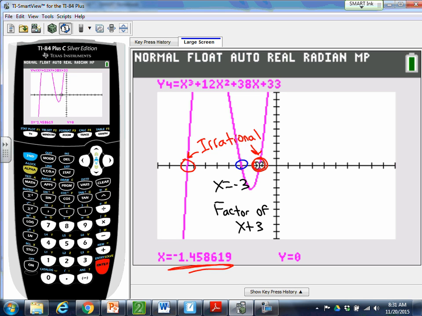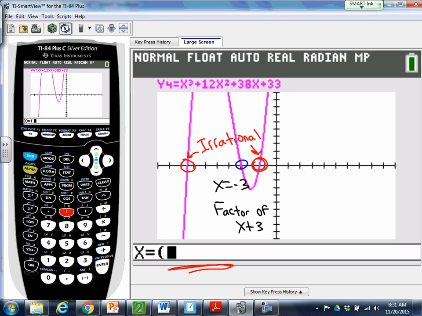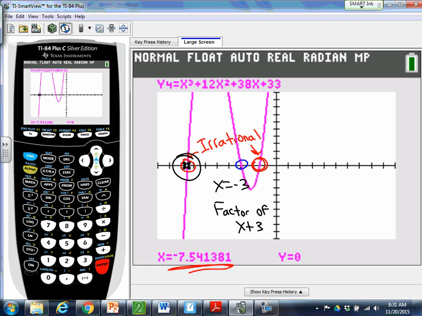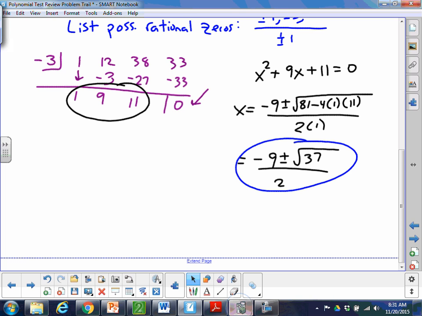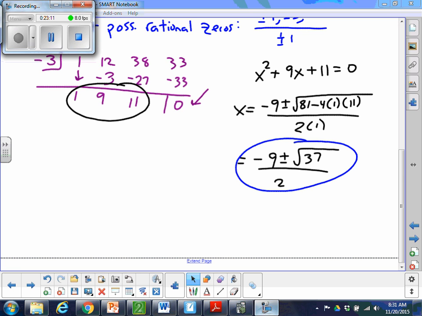The other one should be the opposite: -9 minus root 37, all that divided by 2. And that should get me this one right here. Let's make sure it does. Yep, there it is. So that's a way to verify it. And again, the only way to get them exact is through the quadratic formula. So exact is with a square root in there, not just a decimal approximation. All right.